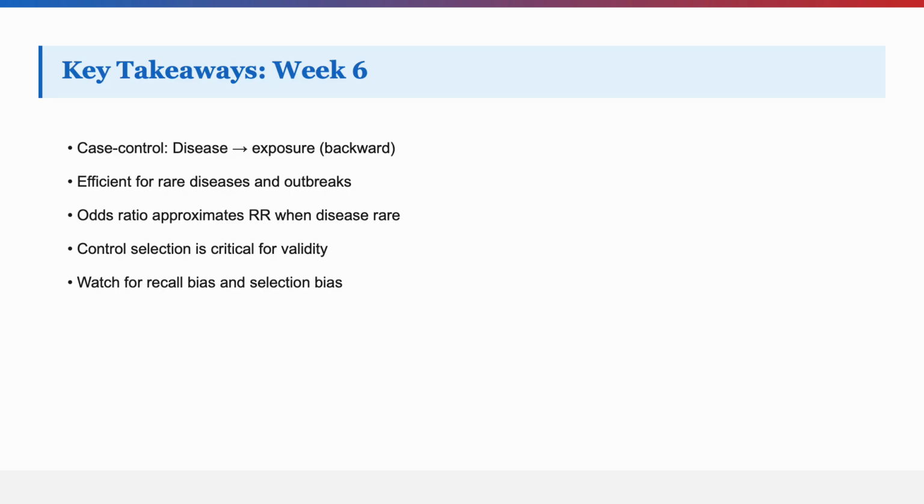Control selection determines validity. Controls must represent the population that gave rise to the cases. Poor control selection can bias results in either direction. Recall bias is the other major threat. Cases may recall exposures differently than controls, especially for diseases where patients search for explanations. For healthcare managers, case control evidence is common in the literature and useful for rapid assessment. Understand its strengths and limitations when applying findings to practice.